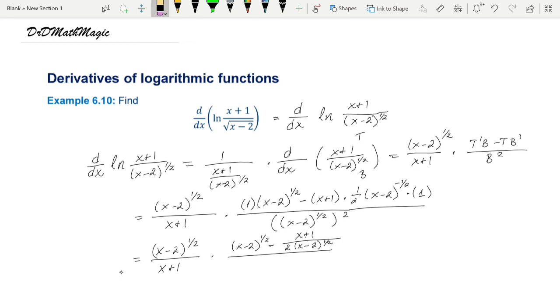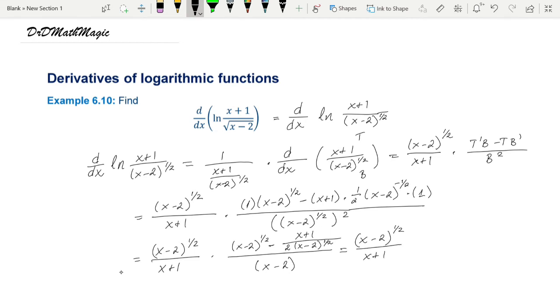In other words, I have exponent on exponent. So I copy the base and I multiply the exponents. So that turns out to be just x minus 2 to the power of 1. Okay, so again, remember we are trying to simplify, and I have a combination of no fraction and a fraction in the numerator. I want to put that both on the common denominator so I can have a fraction.